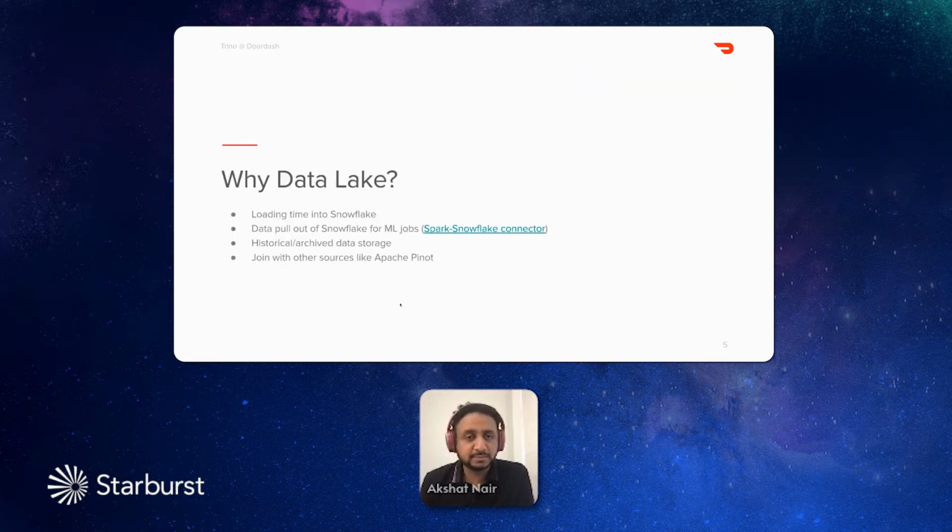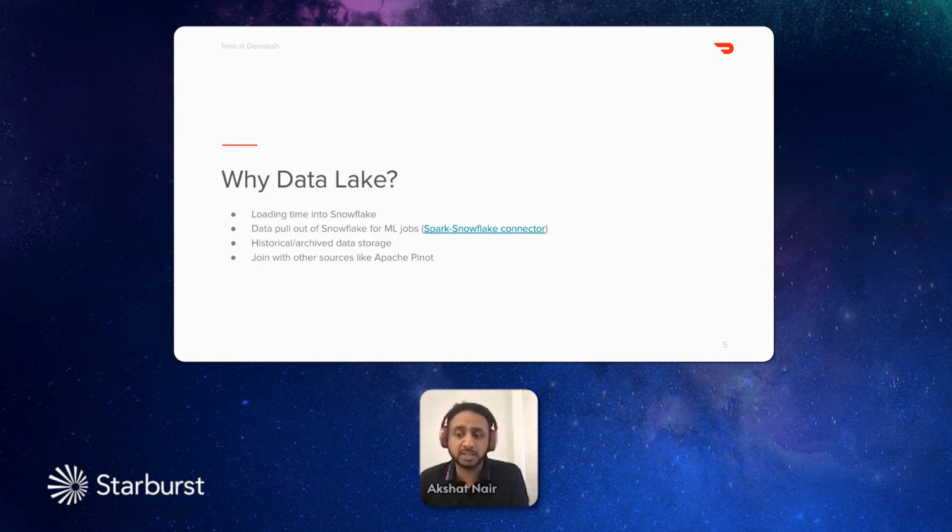So what were the shortcomings that we had in this system? One of the problems was that we had to load this data into Snowflake before anyone could access it. This added a little bit of latency, especially for cases where we had real-time query needs. The second problem was that our machine learning jobs were running in Spark, and they had to pull data out of Snowflake to query and process it. The Spark Snowflake connector was unfortunately not performing to the capacity we needed. And this led us to think that maybe we need another way of getting this data into our Spark jobs so that we can speed them up.